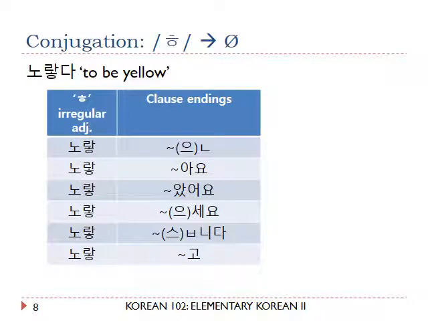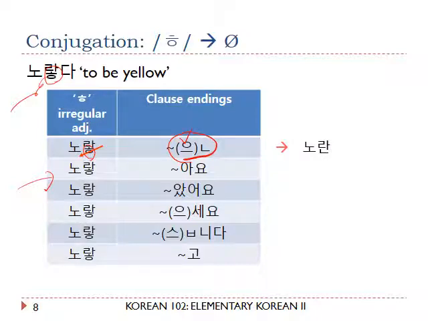Let us look at the sample conjugation of a color term, 노랗다, to be yellow. What happens is the stem-final ㅎ is omitted before the vowel sound, right? The stem of the word is 노랗, as you see in the table. With the noun-modifying suffix 은 that begins with a vowel, the stem-final ㅎ is omitted, right? So the final conjugated form is 노란, and this is the noun-modifying form of 노랗다.